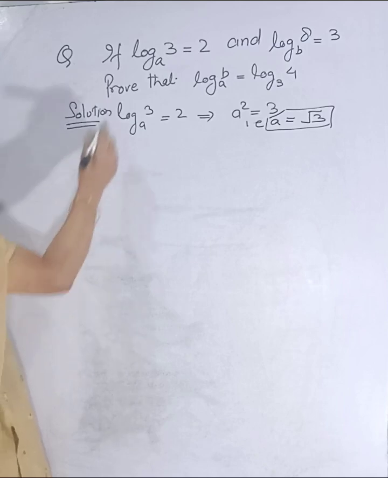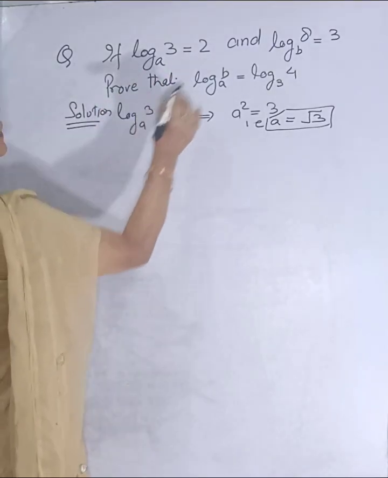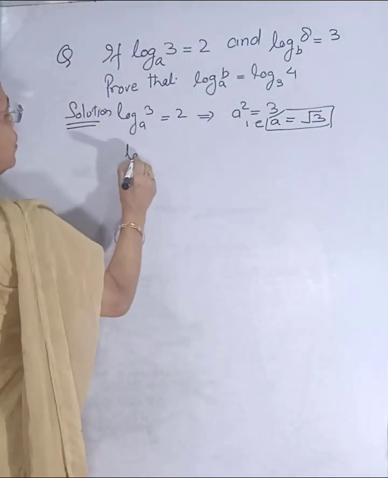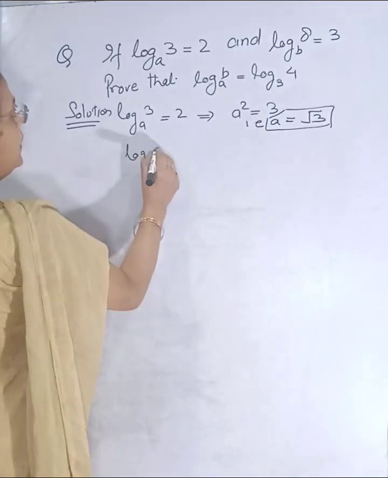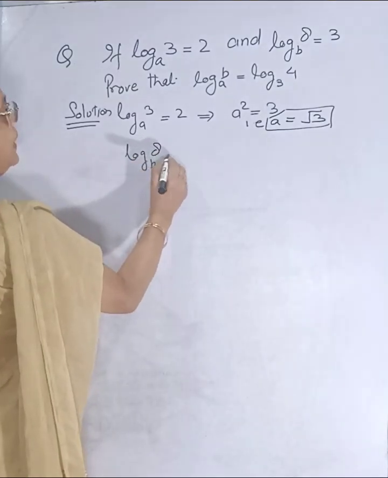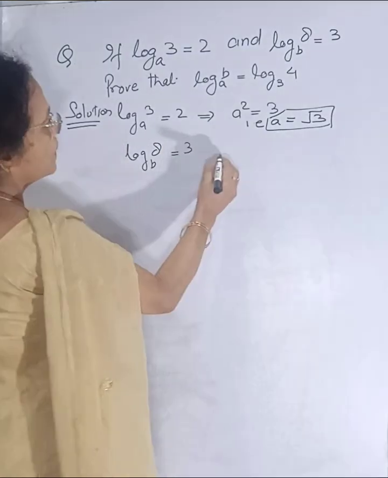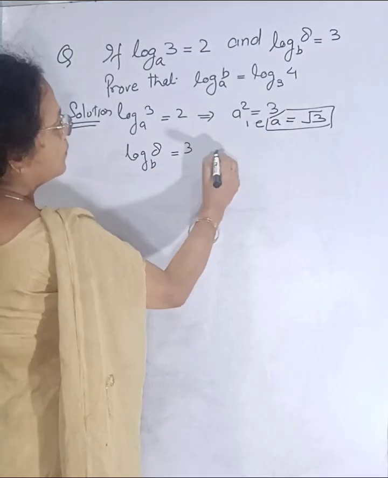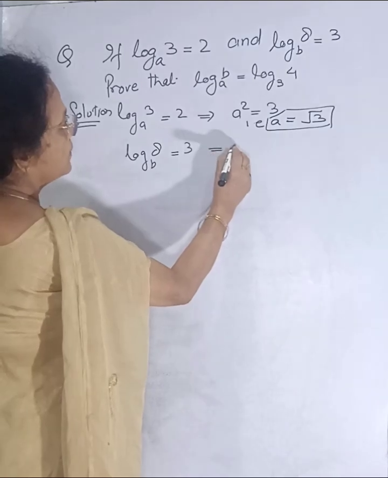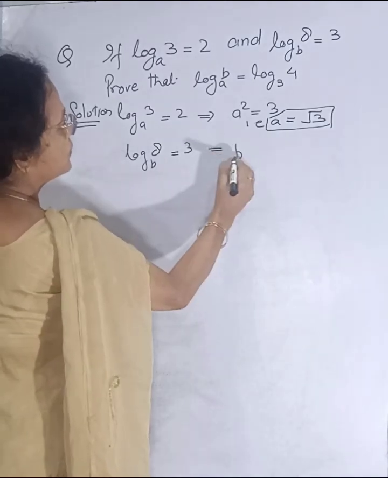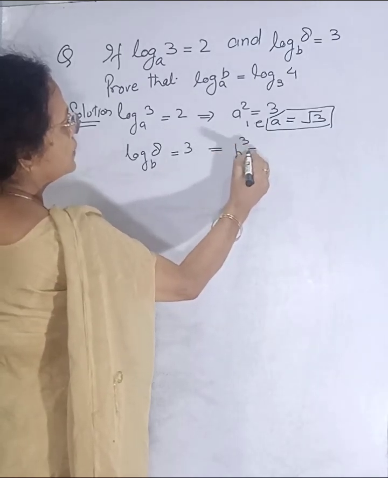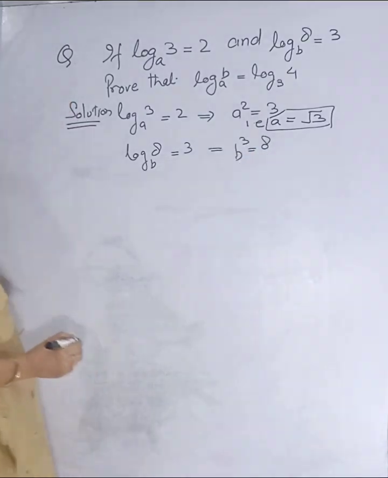Okay. Now second, we are given what? Log of 8 to the base b is equal to 3. Now it can be written as b to the power 3 is equal to 8. Okay?